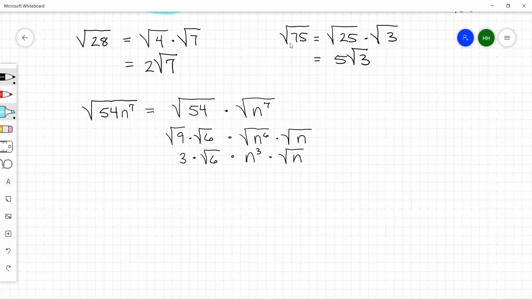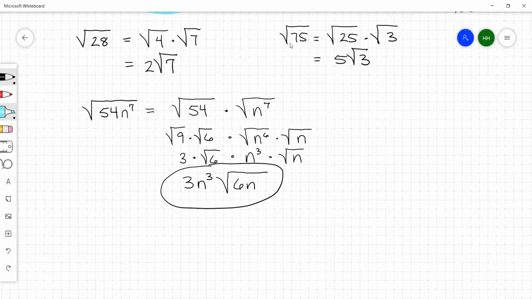Now you've broken this thing apart completely. The last step is to put it back together. What I mean by that is you multiply numbers and letters that are not under the radical. So you can multiply the 3 times the n to the 3rd, and you get 3n to the 3rd. And then you multiply everything that's under the radical. In this case, you have a 6 times an n, which is 6n. So 3n to the 3rd times the square root of 6n is the simplest form of the square root of 54n to the 7th.